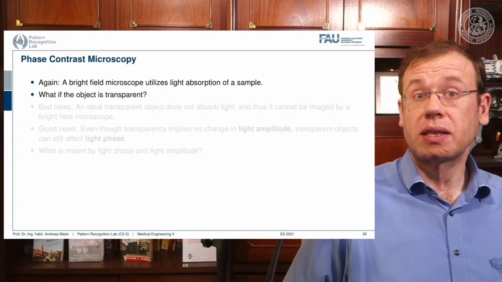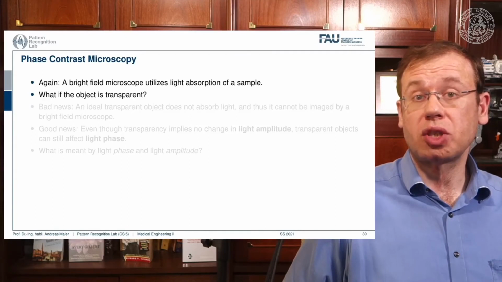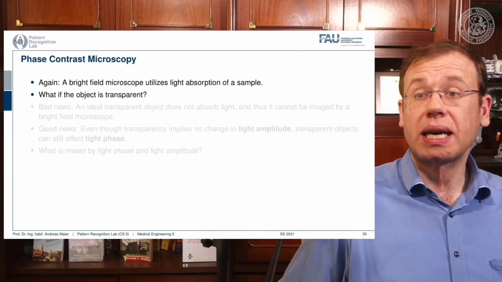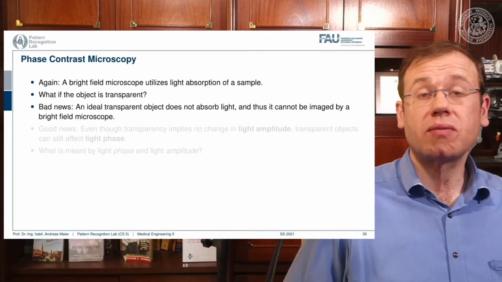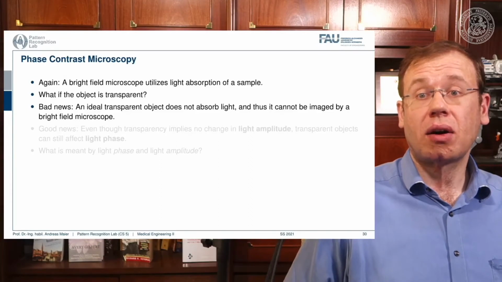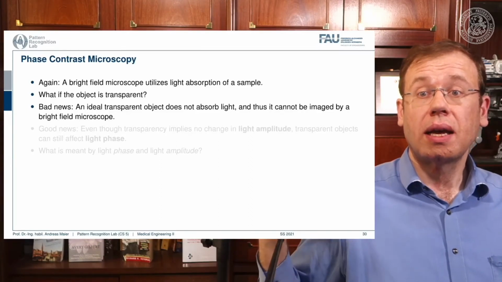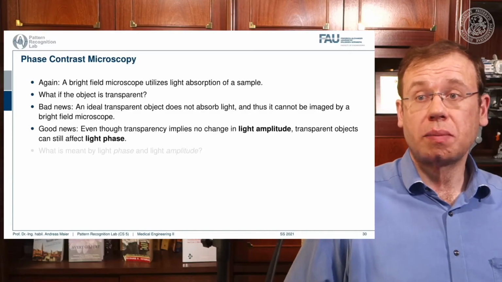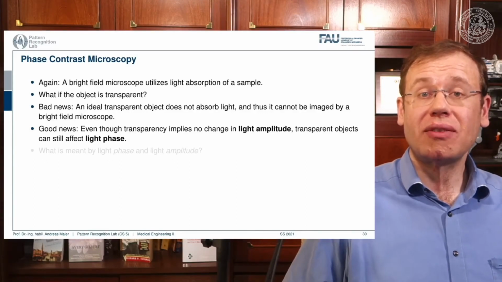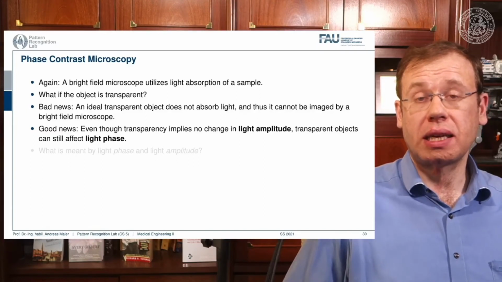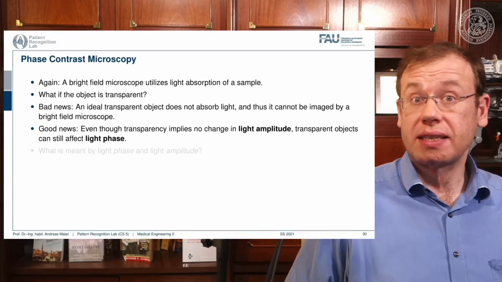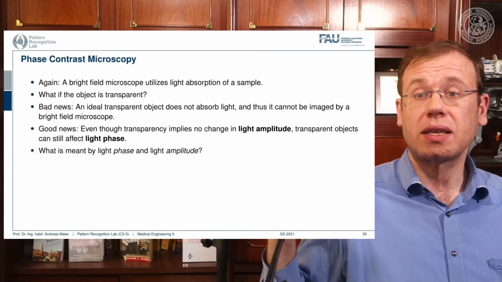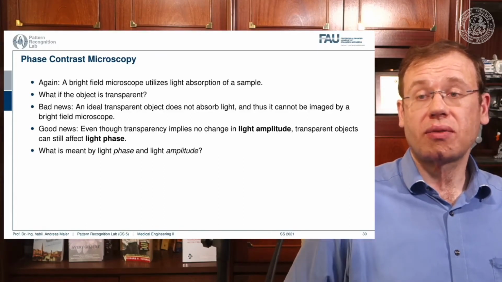Because a transparent object doesn't reduce the amplitude. It has almost no absorption compared to the surrounding media, and therefore we can't see it. That would be bad, because an ideal transparent object doesn't absorb any light, and thus it would never be able to be seen on a Brightfield microscopy image. Well, the good news is that even though it is transparent, it may change the phase of the light, because the light has to enter and leave the object, and there might be changes indicating a change in phase. This is then also called a phase object, and this would alter the phase of the light.